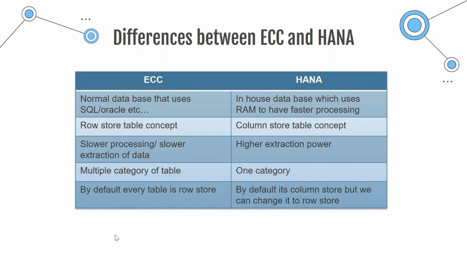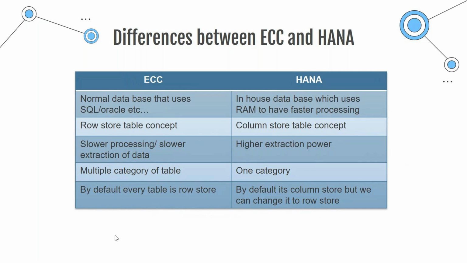And in the HANA system, since we have an in-memory database with the column store concept, it is far better when it comes to extracting the data. Then the ECC system had multiple categories of tables like transparent, pooled, and cluster tables, whereas in the HANA system these were replaced with only one category called transparent tables. So pooled and cluster tables are removed in the HANA system.